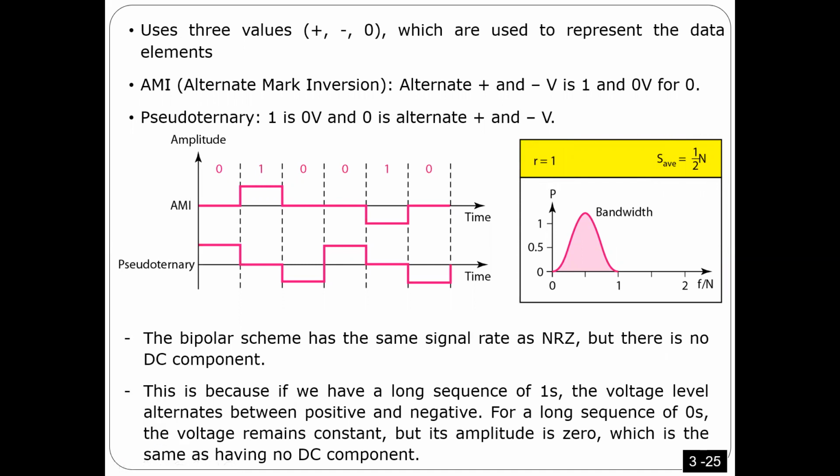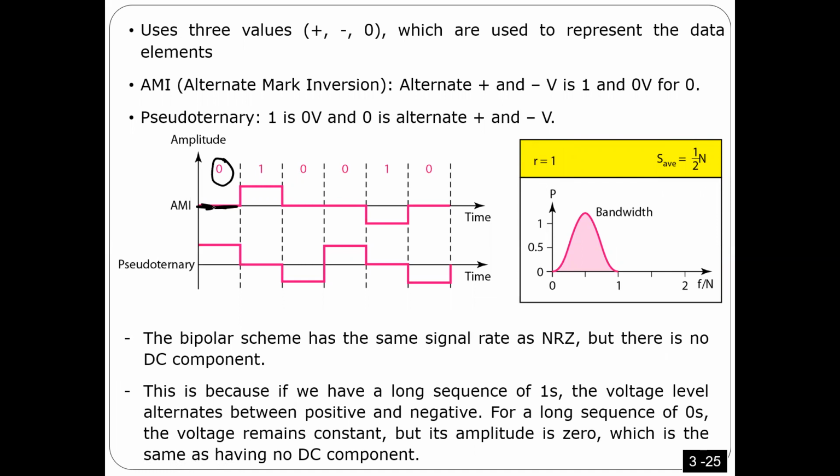Okay, let's start with the easy case. The easy case is 0. Every time there is a 0, it is 0 volt. Very easy. It cannot be easier than that. So every time the bit is 0, it is 0 volt, 0 volt, 0 volt. Very easy, right?